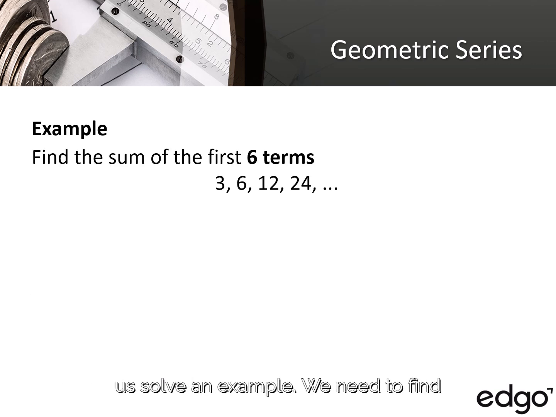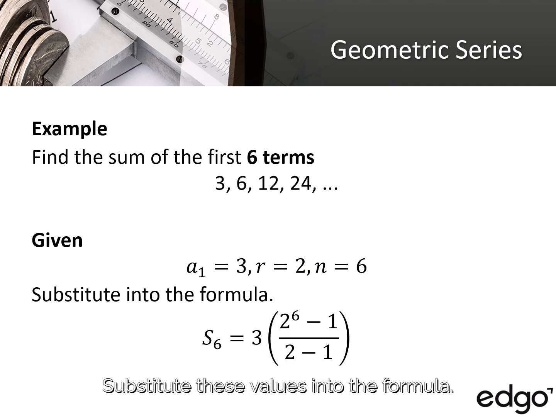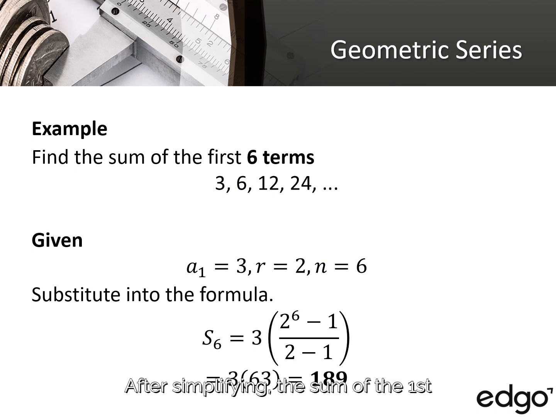Let us solve an example. We need to find the sum of the first 6 terms of the sequence 3, 6, 12, 24, and so on. Identify the given values. The first term is 3. The common ratio is 2. The number of terms is 6. Substitute these values into the formula. After simplifying, the sum of the first 6 terms is 189.